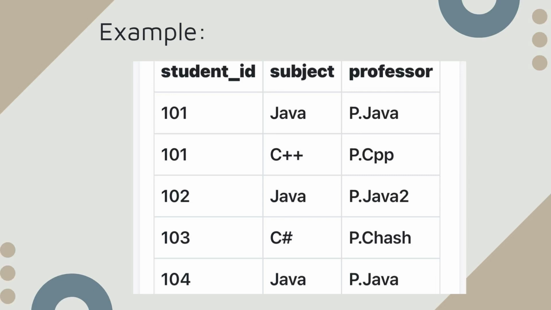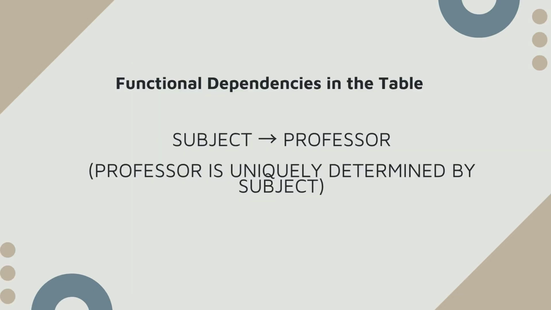Now in this table, we observe a functional dependency. Subject determines professor, which means each subject is taught by one specific professor. So we write it as subject to professor.